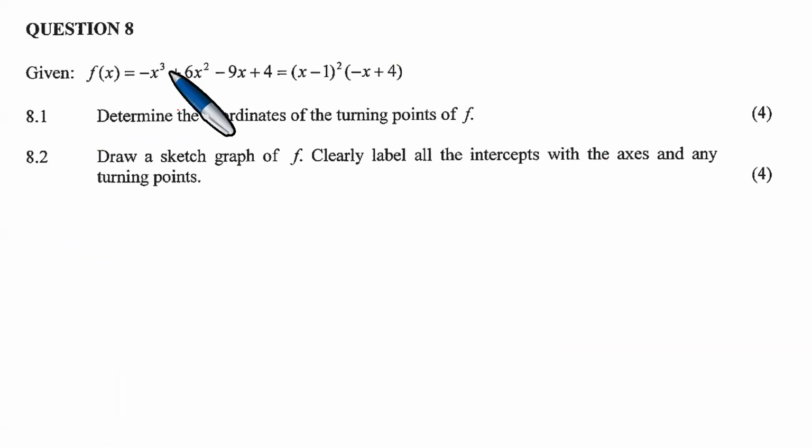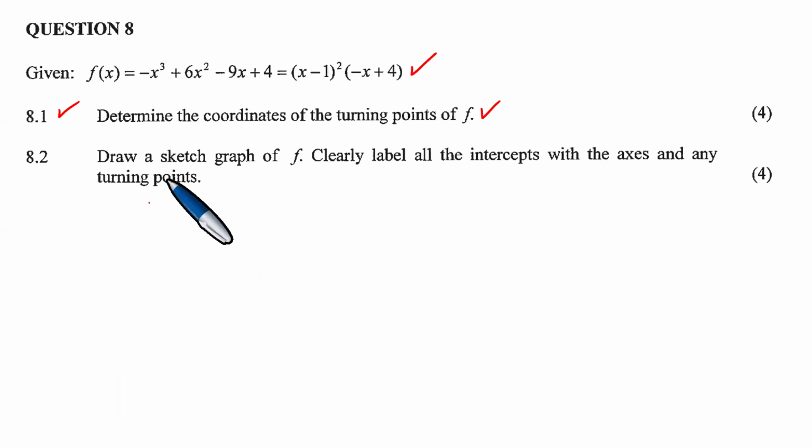Right, given f of x equals minus x cubed plus 6x squared minus 9x plus 4 equals this. This is the factorized version of the function. 8.1, the examiner is saying determine the coordinates of the turning points of f. What are the coordinates of the turning points of f? Right, so to find the coordinates of the turning points of f, we find the derivative.